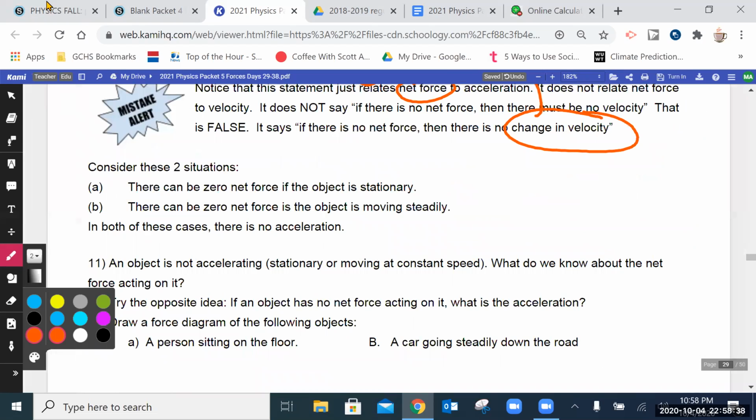Consider these two situations. Letter A. There can be zero net force if the object is stationary. If it's just sitting there, then the acceleration is zero. And when we say F equals MA, we say F equals some mass times zero. It doesn't matter then what you multiply zero by, whatever the mass is, the force is zero. So whenever you have an object stationary, that automatically means that there is zero net force. There might be two or three or four forces that act on the object at the very same time and cancel out. It's just that the net force is zero.